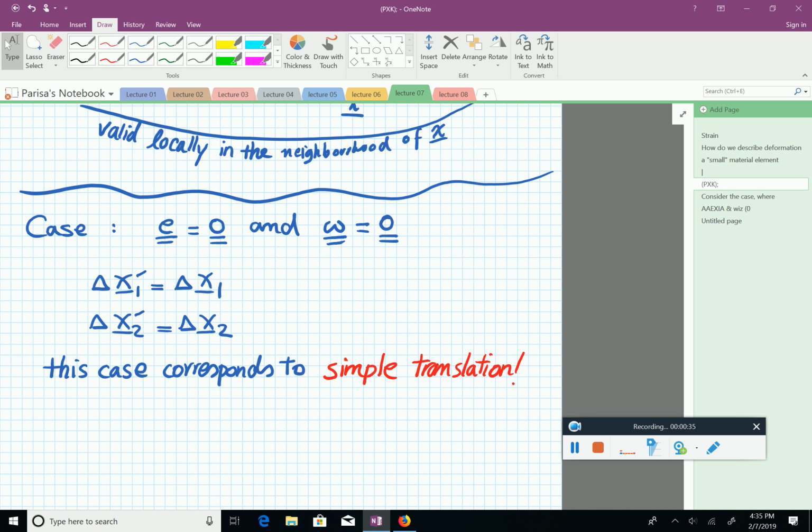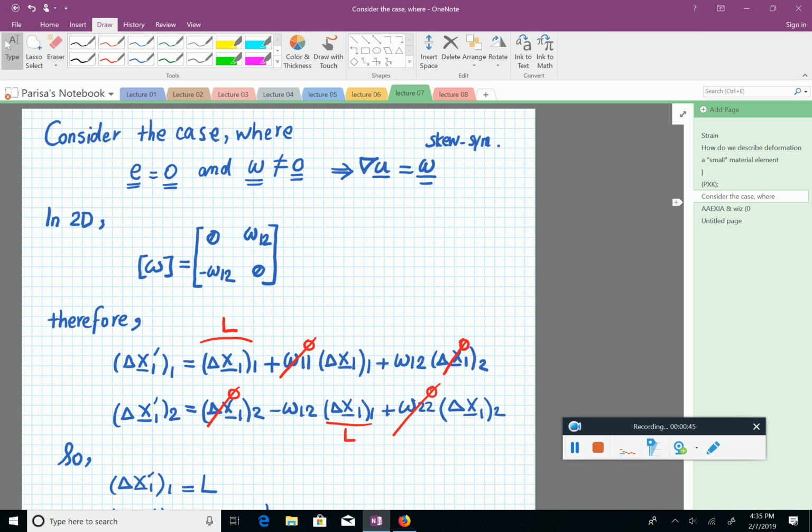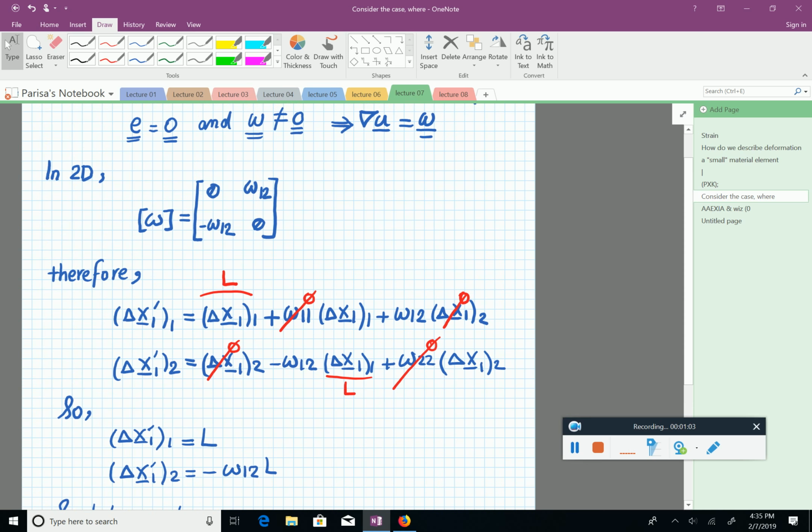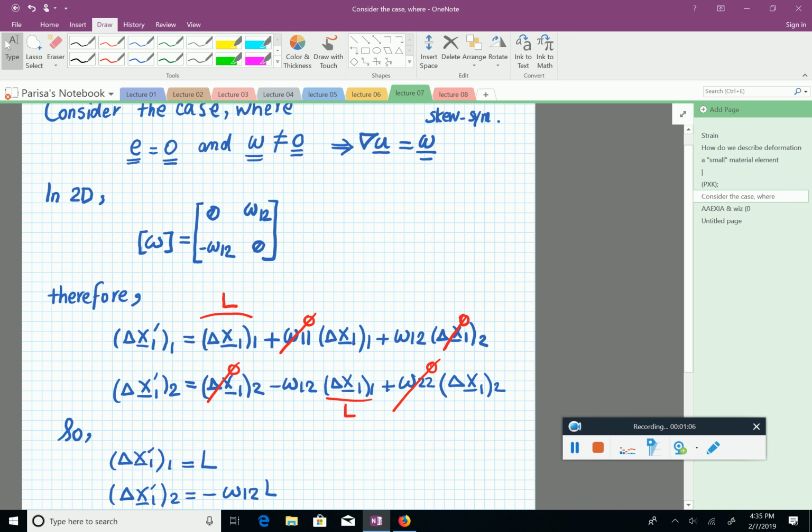So we consider this trivial case of both of them being zero, which is just simply translation. And then we were in the middle of the second case, or no, not in the middle, towards the end, where E is equal to zero. Now we haven't given anything any names yet, right? E is equal to zero and omega isn't. So if you remember, since omega is skew symmetric, in the most general case in 2D, we could write it as you can see here.